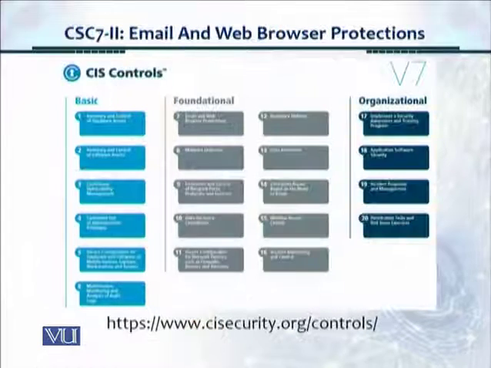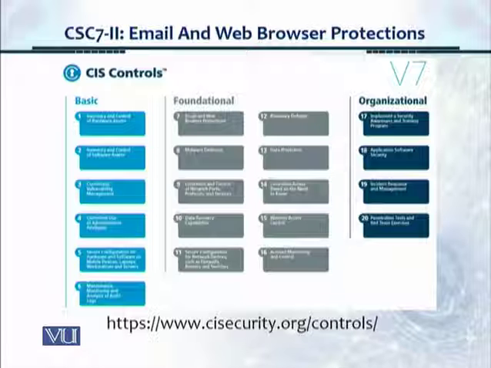Welcome. In this module, we're looking at the second part of CIS critical security controls, or the top 20 critical security controls. And we're looking at the seventh control, which is email and web browser protections. And this is the overall layout of version 7. We have now touched the foundational controls, and we're looking at the second part of control number 7, email and web browser protections.